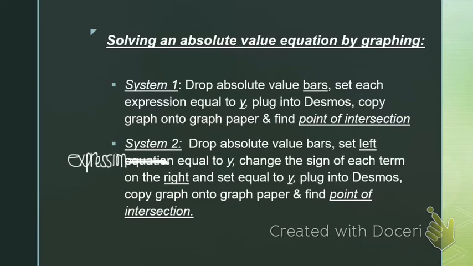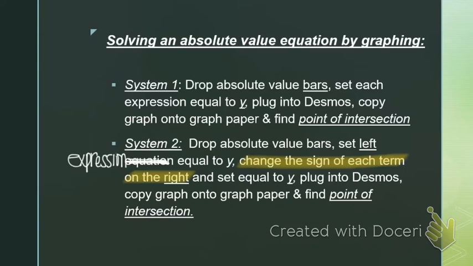So here's where the change comes. I want you to take your highlighter and highlight "change the sign of each term on the right." Then it says plug into Desmos, copy the graph on the graph paper, and find the point of intersection. So the second system is where the only change has to take place.